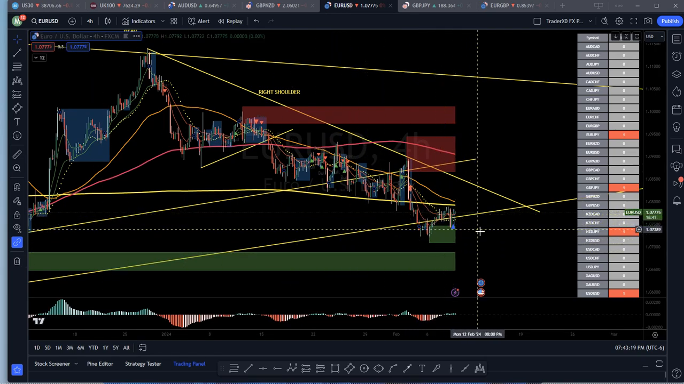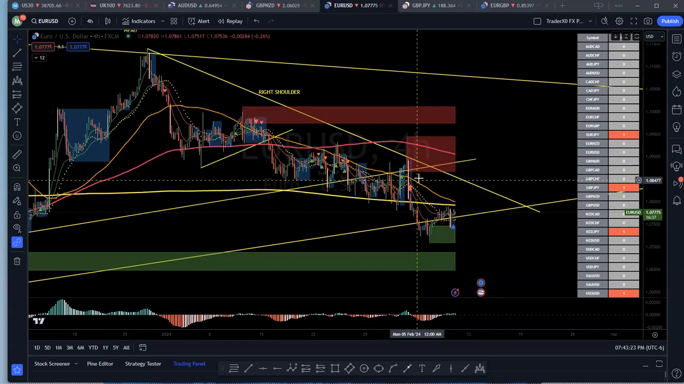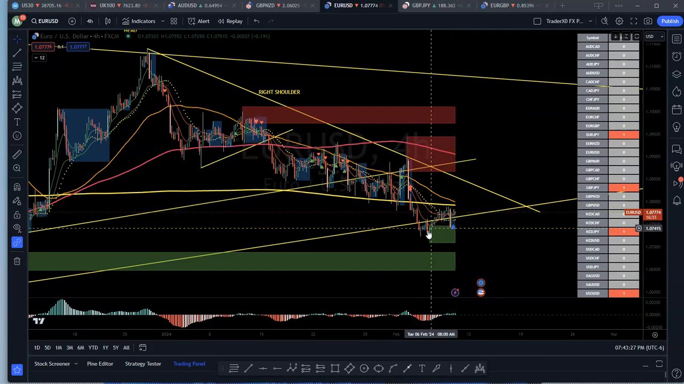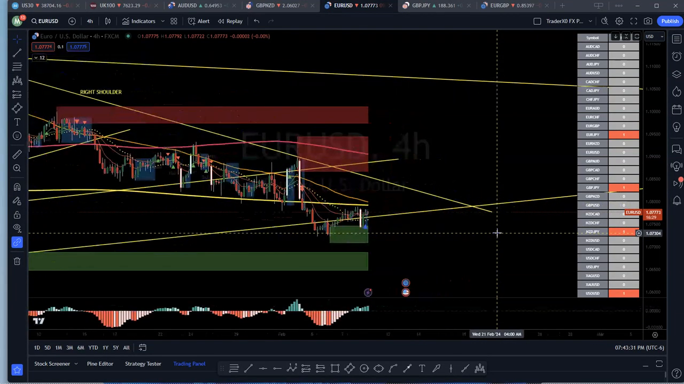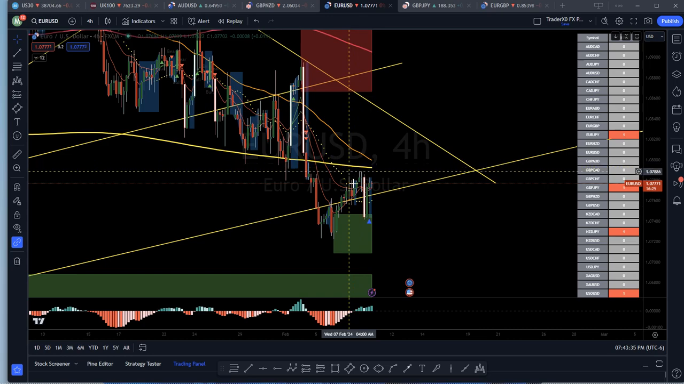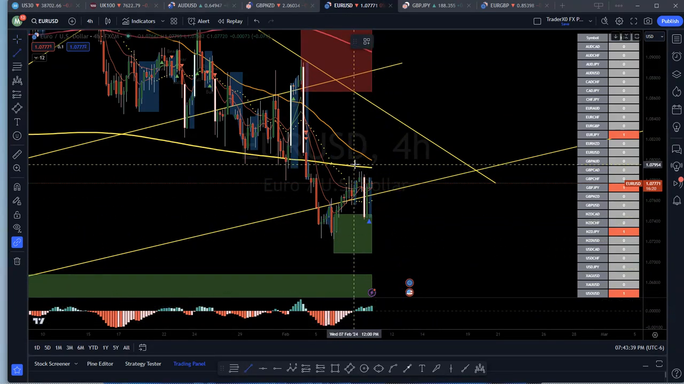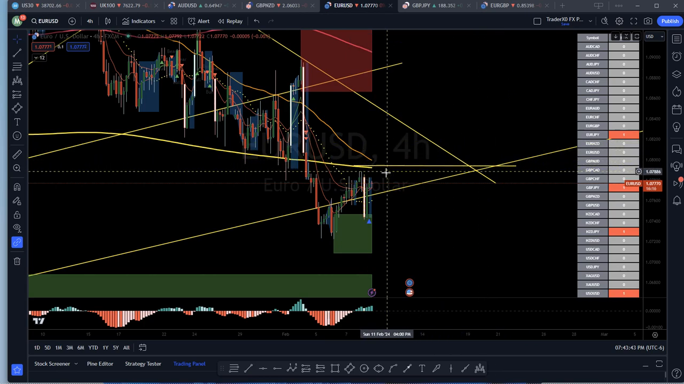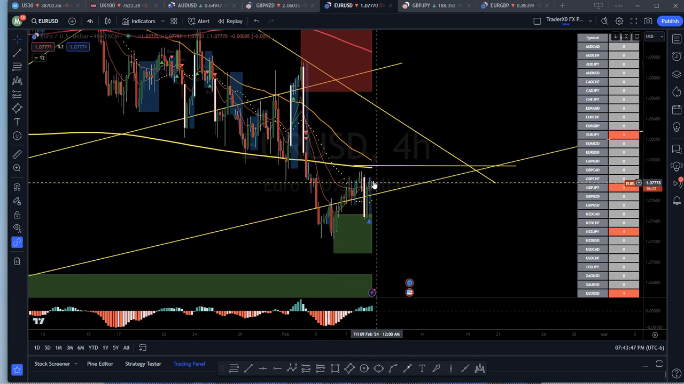I need to see break of structure, which means I need to see price. Like we made lower lows and lower highs. Notice this didn't go higher than that, that didn't go higher than that. This here, the last low, price is between here and here. I need to see price go above this key level resistance area, not here, but I'm going to put it right here, before I get interested in a buy on this. I see it trying to come up, but I don't see anything changing.